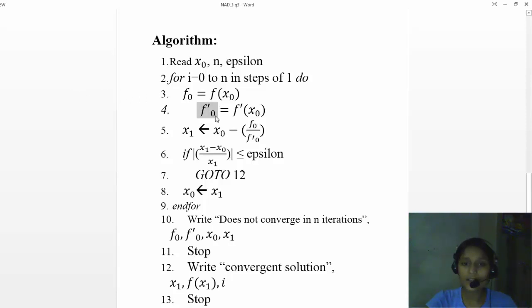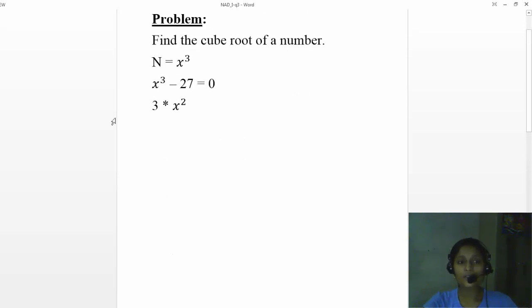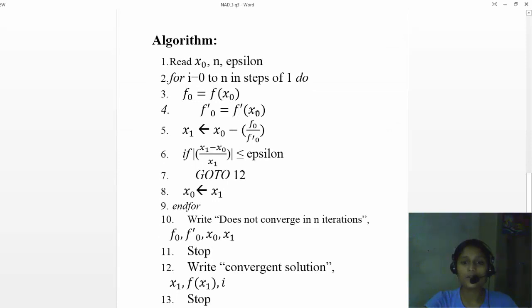After that, calculate the differential. The differential is used in the formula, so we will need to provide the algorithm with the differential equation. As for this equation, here is the differential equation. So we are finding the differential function value of x0 also, and the next step is the formula. In this formula, the next prediction for x is assigned as the initial minus the division of the function value and the differential function value.